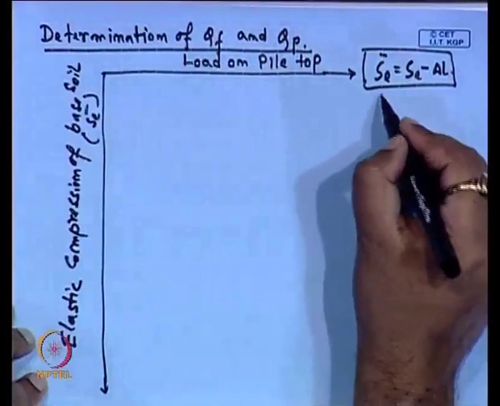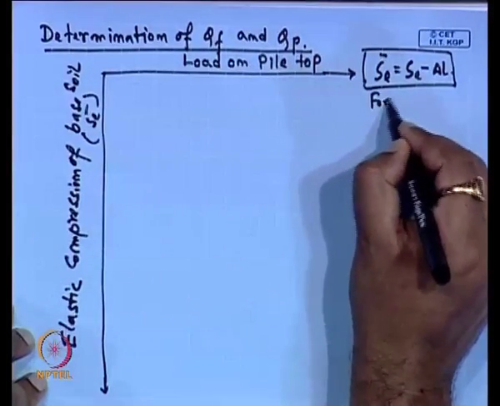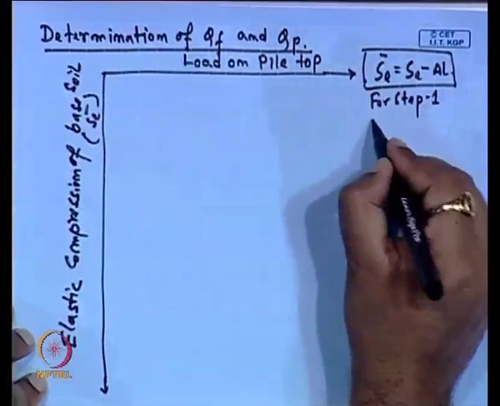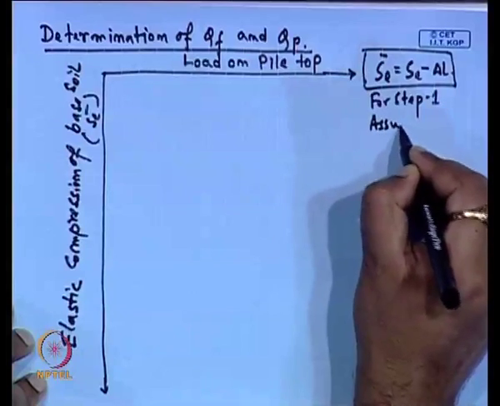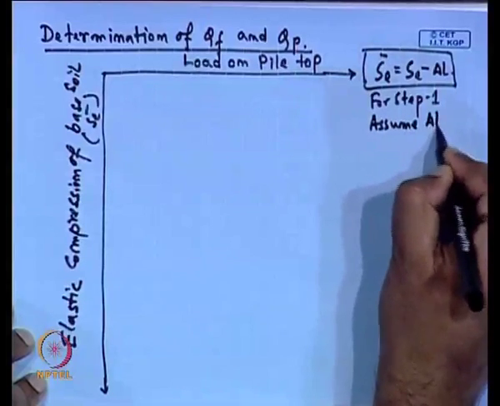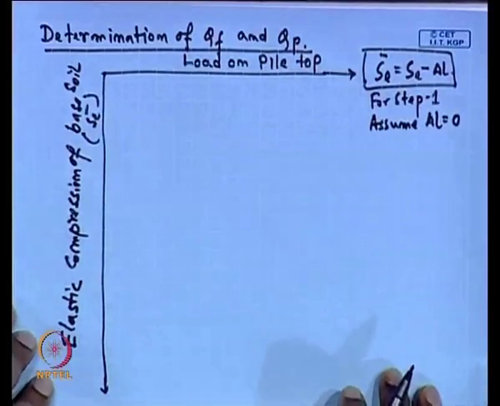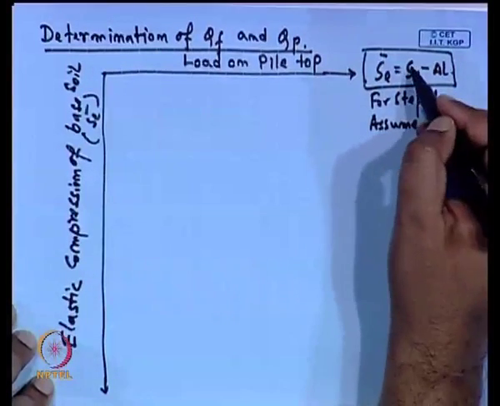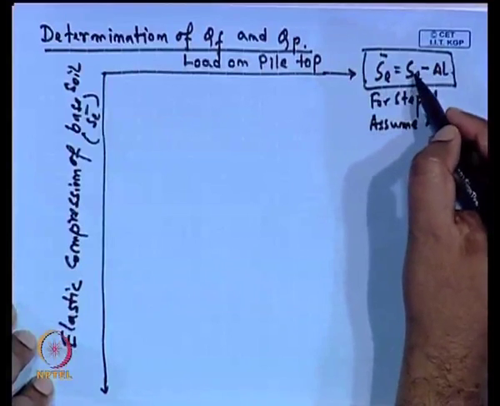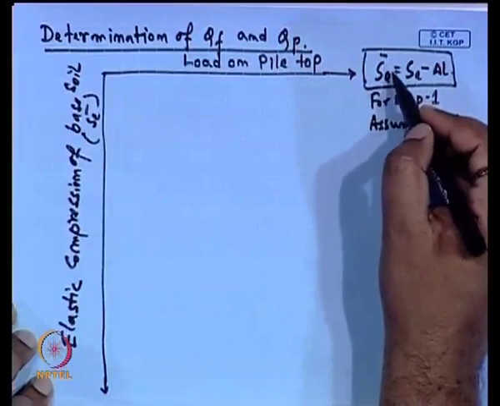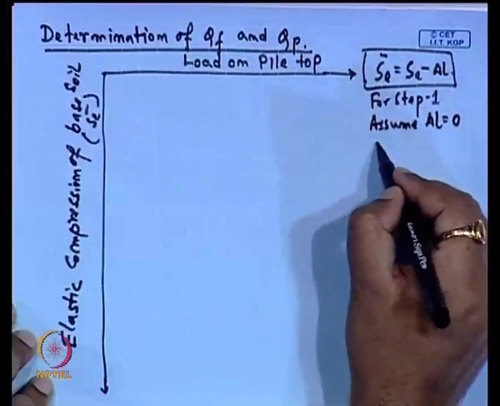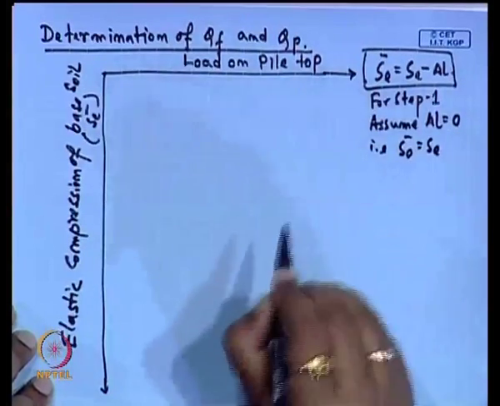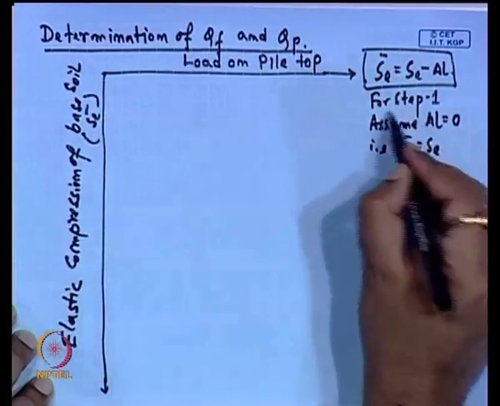For step 1, assume del L is equal to 0. So, this AC for any load increment we will get from the previous curve, or load versus settlement curve, and then you will get the AC. So, in that case AC, that is SE bar, is equal to AC for the first step. This is for the first step only.